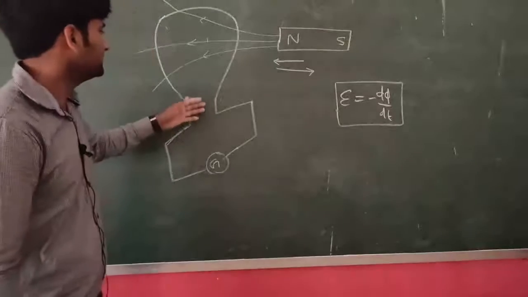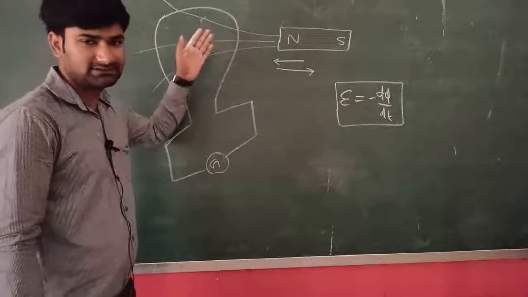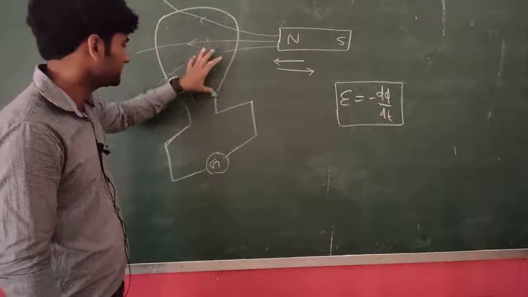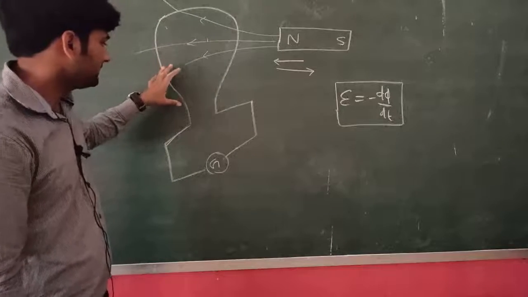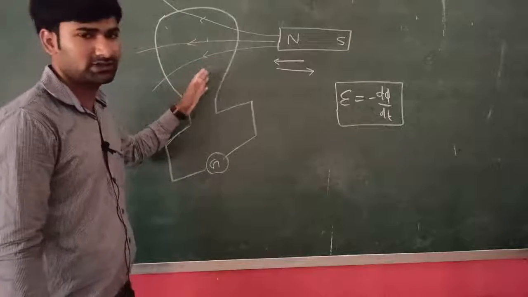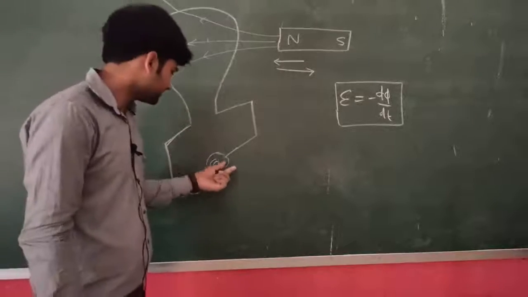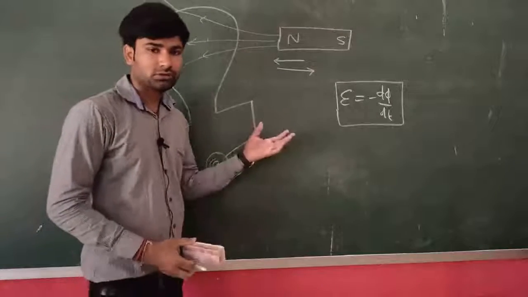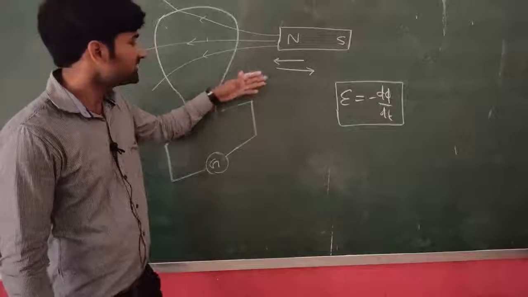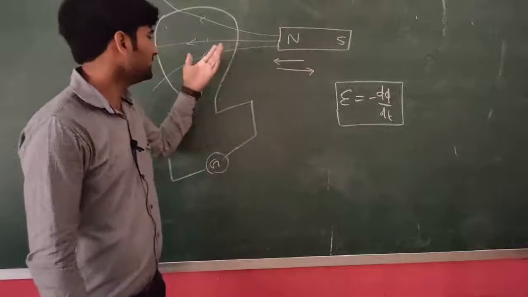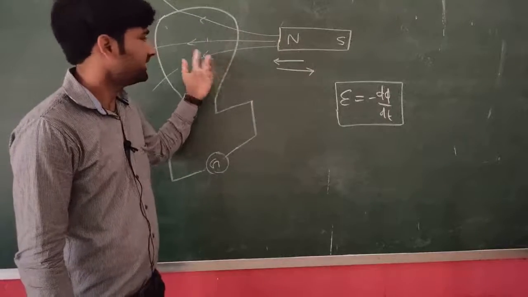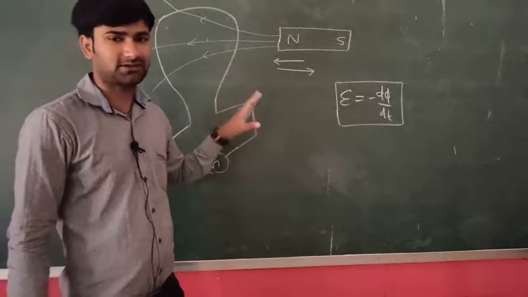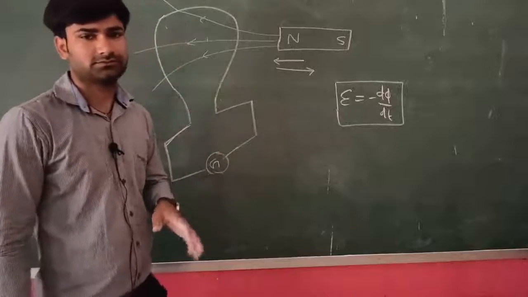In second case, when we move backward, then again we find magnetic flux changes, and changing magnetic flux produces EMF in this coil, and induced current is produced in this coil and detected by galvanometer. Okay, so we can say that changing magnetic flux produces an EMF and hence induced current in the coil, and this phenomenon is called electromagnetic induction.